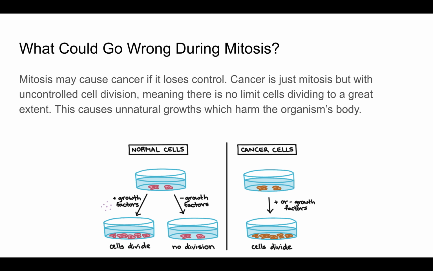Now, I will talk about what could go wrong during mitosis and meiosis. Mitosis may actually cause cancer if it loses control. What cancer really is, is just mitosis but with uncontrolled cell division, meaning there are no boundaries or limits to the cells dividing to a great extent. And this causes unnatural growths, which can greatly damage the organism's body.